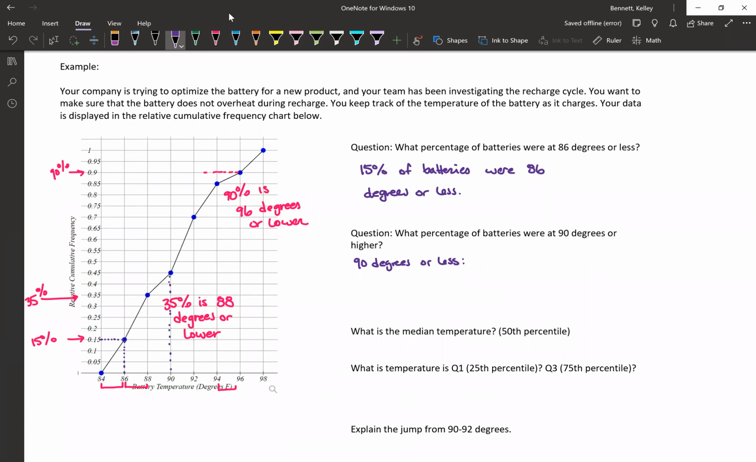Okay, I hit my blue dot, and I can see that 45%. So if 45% were 90 degrees or less, then that means 55 must be 90 degrees or more. That's because that 55 gives me the leftover amount, bringing us to 100.